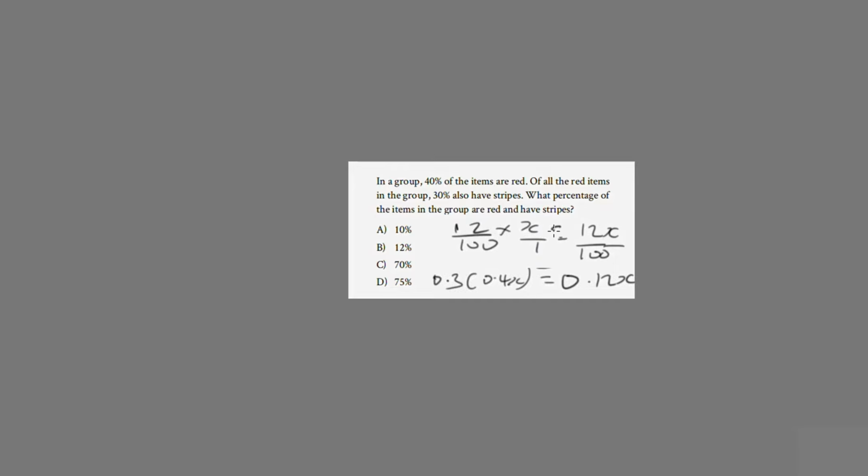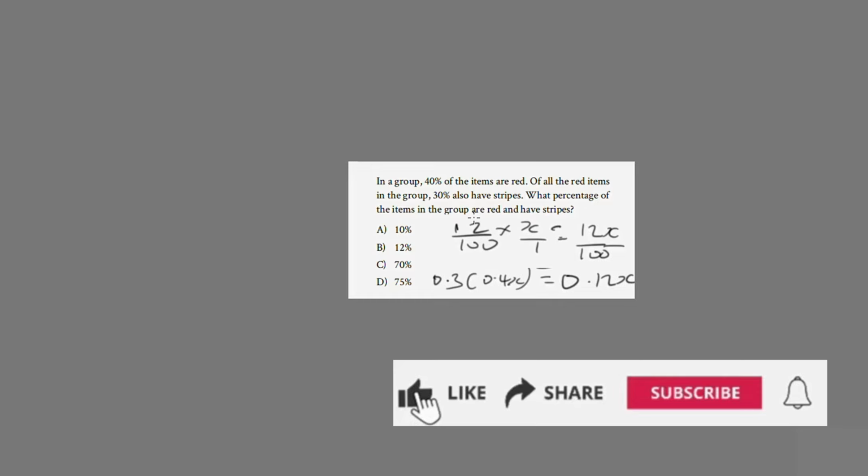So this shows us what percentage of the items in the group are red and have stripes. The percentage of the items in the group that are red and have stripes is 12%, option B. So the right answer is option B, guys. 12% of the items are red and have stripes.